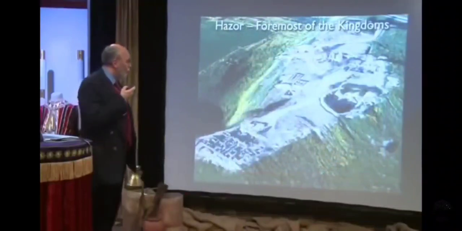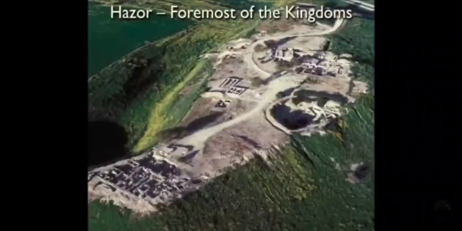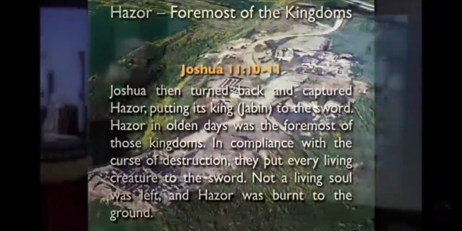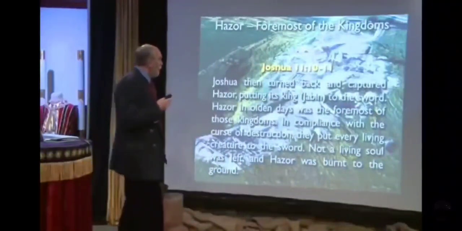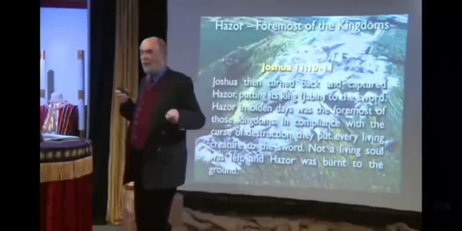If we move on to Hatzor, very important site, the greatest or foremost of the kingdoms, according to the Bible. It was the royal citadel of a king called Jabin, who was the top knob of the area. Joshua 10:11. Joshua then turned back and captured Hatzor, putting its king, called Jabin, to the sword. Hatzor in olden days was the foremost of those kingdoms. In compliance with the curse of destruction, they put every living creature to the sword. Not a living soul was left, and Hatzor was burnt to the ground. It suffered the same fate as Jericho. There were 2 or 3 major cities that suffered the same fate. What's key for me is the name of the king that Joshua personally thrust his sword into.